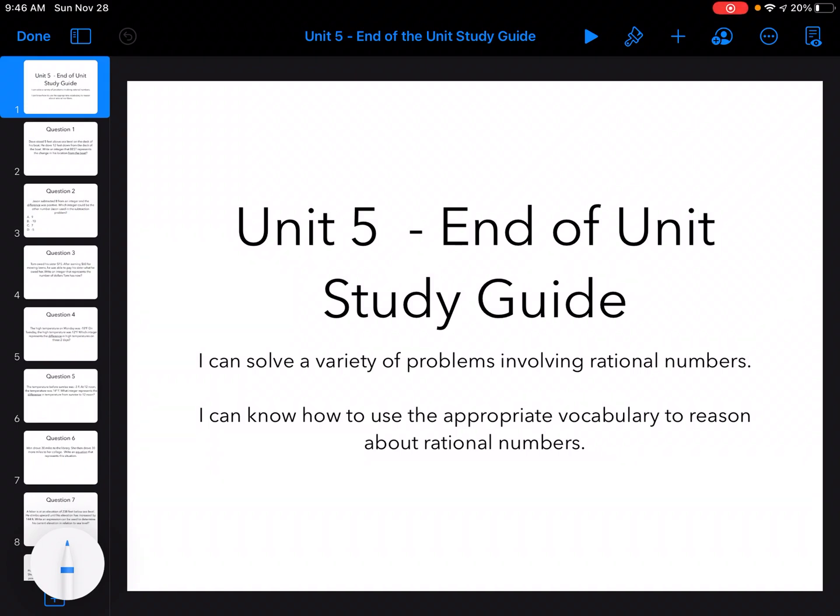Unit 5 End of Unit Study Guide. I can solve a variety of problems including rational numbers. I know how to use the appropriate vocabulary to reason about rational numbers.